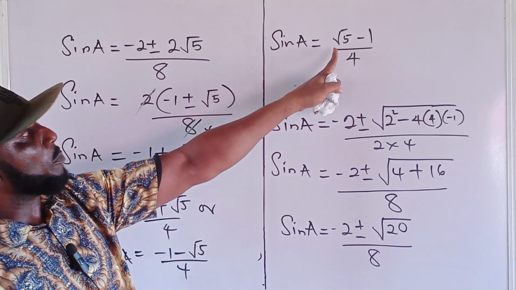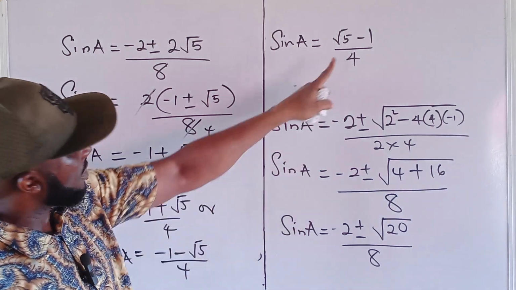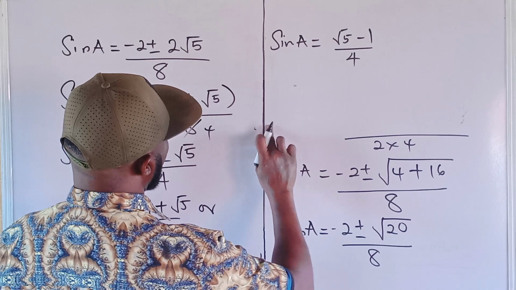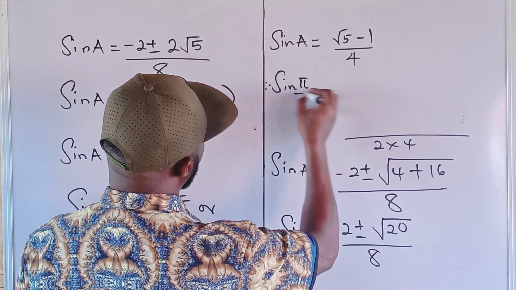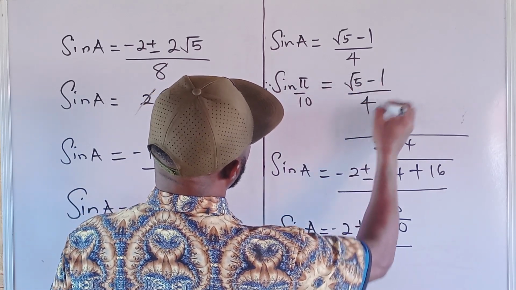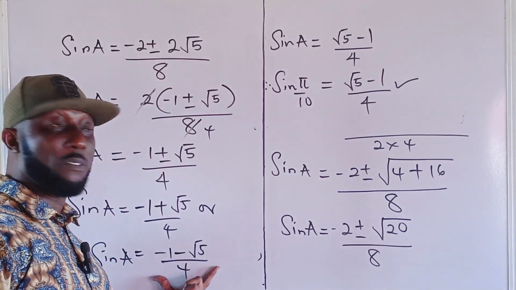So root 5 is more than 2, so if you take care of this, this will be a positive value. So at the end, sine A is sine pi on 10. Therefore, sine pi on 10 is equal to root 5 minus 1 upon 4. So this is the only solution. We shall reject the second solution because it's a negative value.